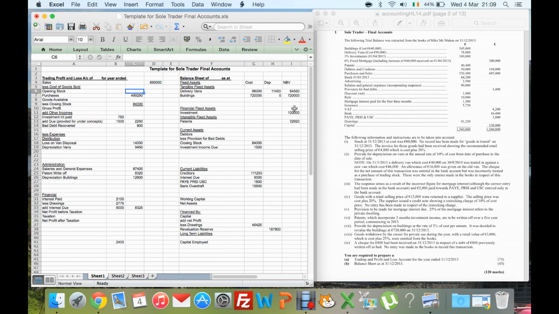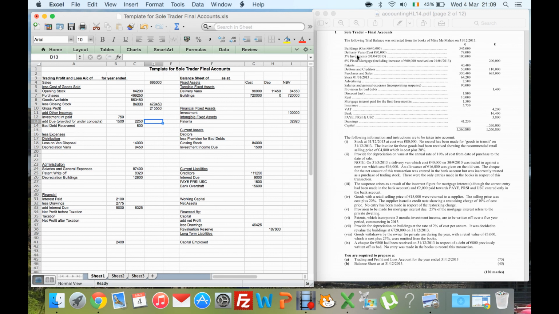Opening stock 64,200. So we add our opening stock and the adjusted purchases figure, and then our closing stock, we'll take that away, and we get our gross profit. Now, I'm not going to do any more maths for a minute. I'm just going to put all of the rest of the things into the right place that they go.